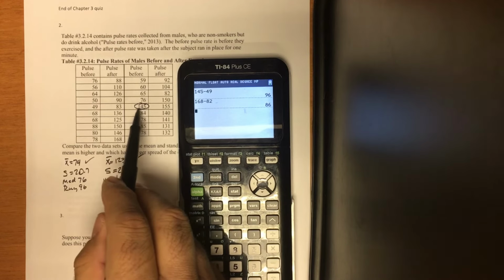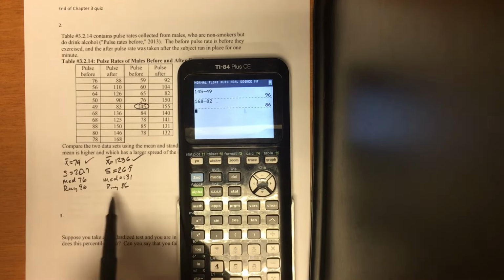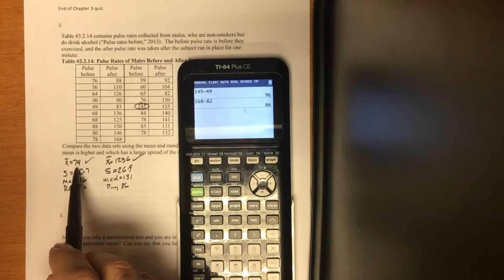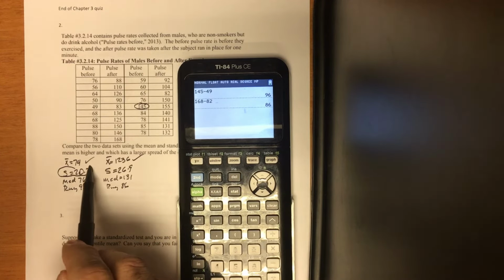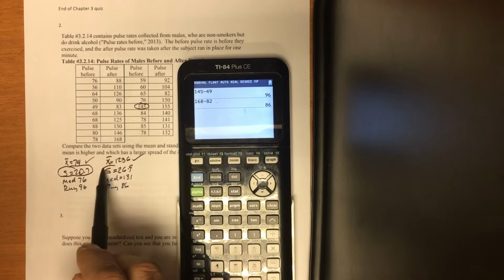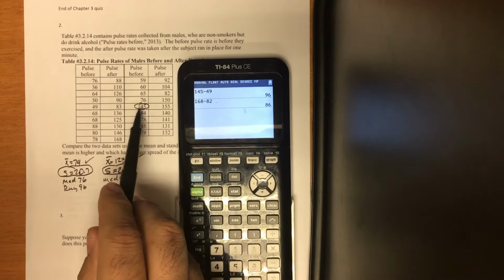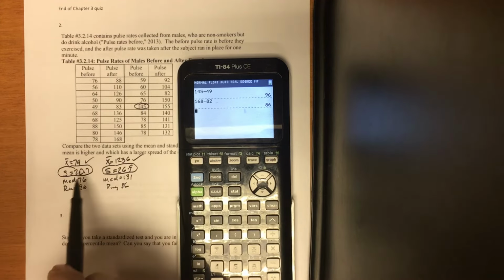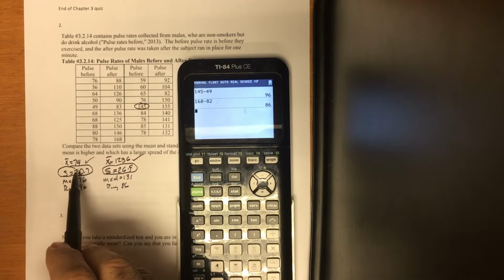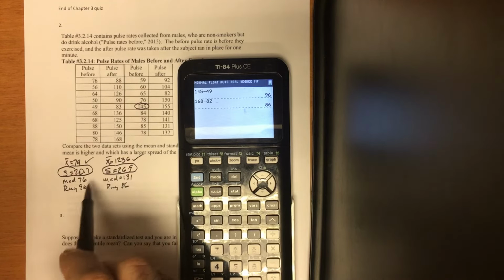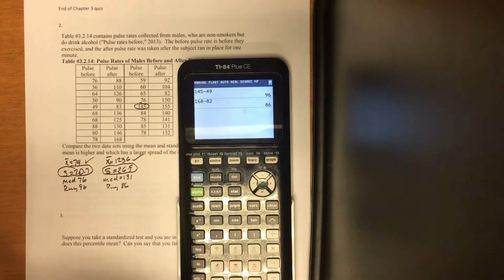Something interesting happened with that fellow. Maybe he ran to the gym or something. But clearly there's a greater concentration of data around the mean here than there is here. And the only reason that this standard deviation is as large as it is is because of that 145. So even if we include the 145, we have a heavier concentration of data around the mean in the before group than we do in the after group, even though the range is bigger.